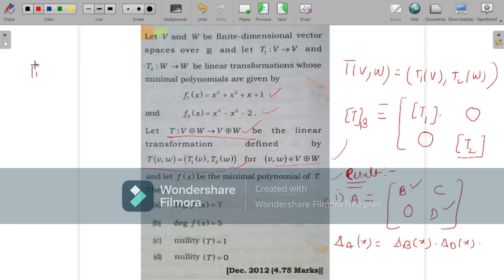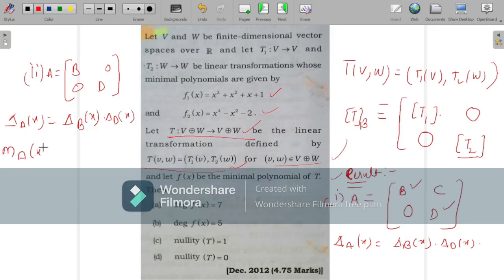And the second result is, if the matrix representation of A is in the diagonal block form, then the characteristic polynomial of this matrix A is the product of the characteristic polynomials of the matrices B and D, and the minimal polynomial of this matrix A is the LCM of the minimal polynomial of the matrix B and the minimal polynomial of the matrix D.